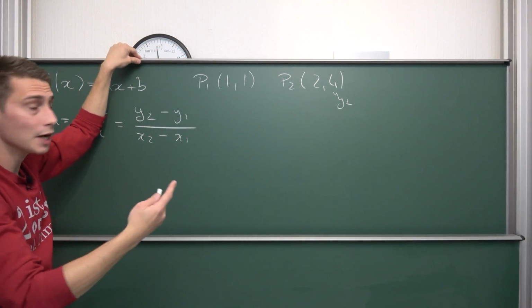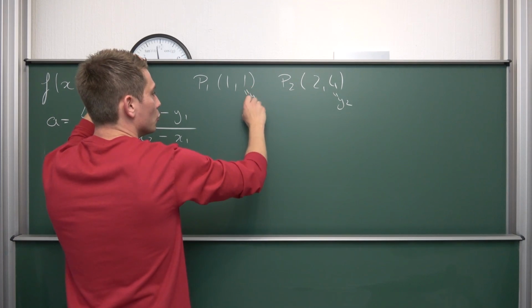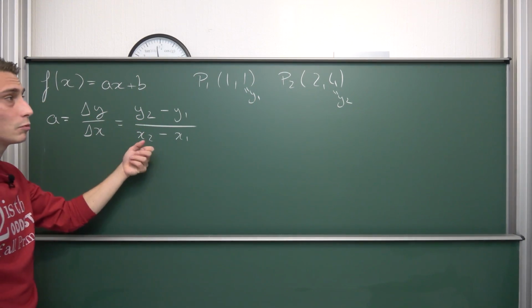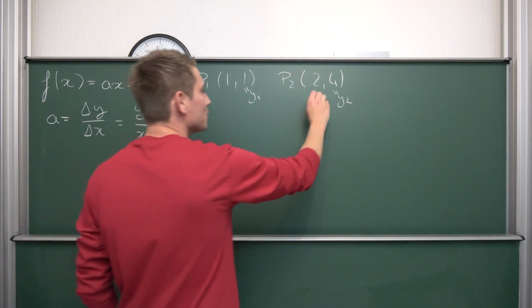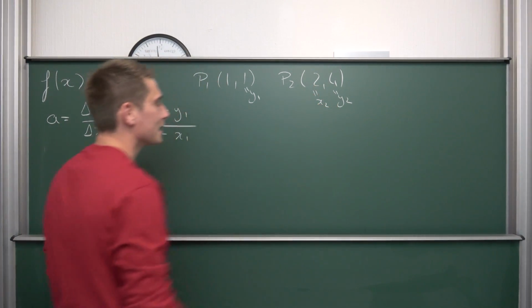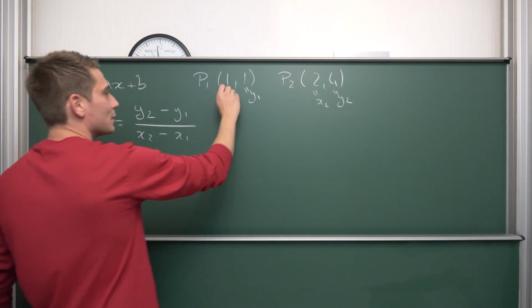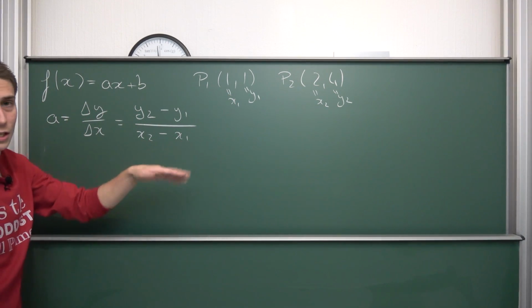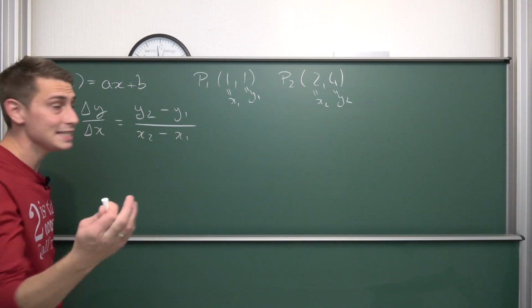So what is y1? Obviously it's the 1, the y-coordinate corresponding to the first point. What about x2? x2 is the x-coordinate corresponding to the second point, so this right here is x2, and there's not much left that we could give a certain name, so this right here is x1. And now we just need to plug stuff in here, and then we are basically done. It's as easy as it is.